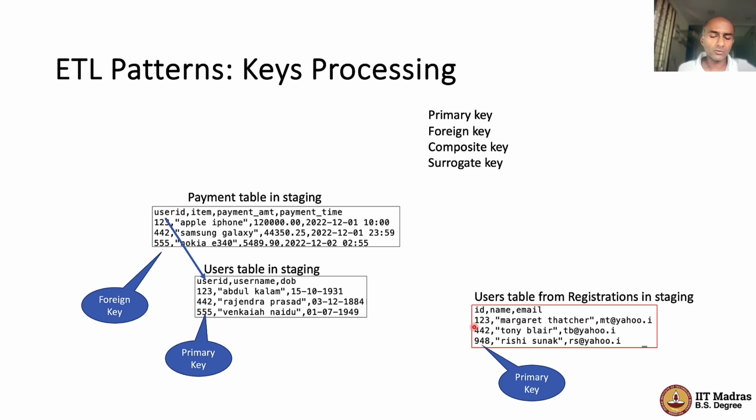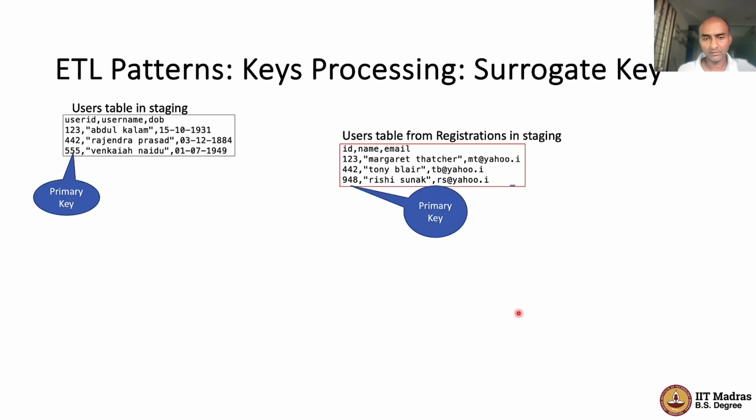Because 123 is referring to Margaret Thatcher, whereas 123 in the payment table is referring to a foreign key relationship to the users table in the payment system, which is Abdul Kalam. So you cannot just take the payment table and blindly join this with the users table and registrations. As a developer, you've got to take extra steps, and that's where the surrogate key pattern comes into play. So let's dive deeper into this.